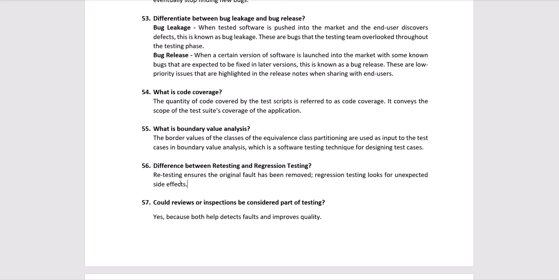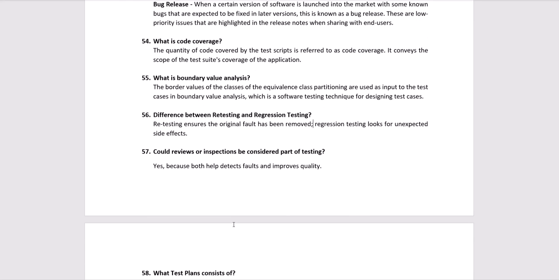But while retesting that bug, we check if the other functionalities are not giving any issues. That time we do the regression testing. We are checking any side effects caused by the fix. So regression testing looks for unexpected side effects. Very basic difference between these two.